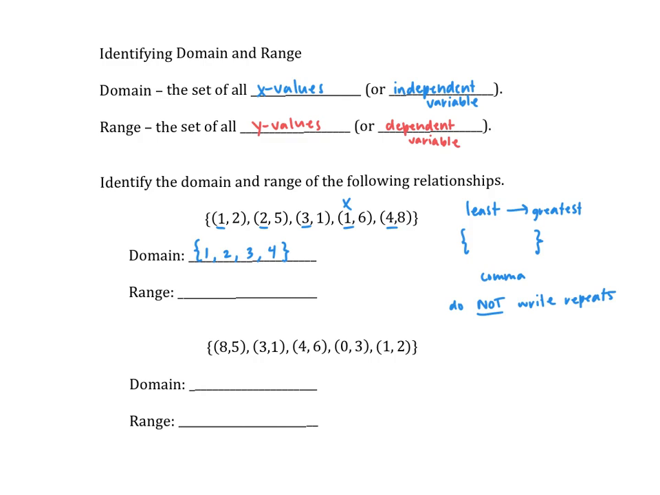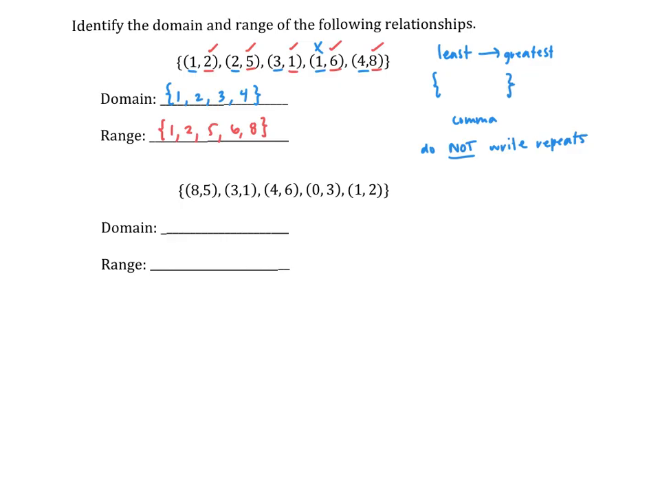All right, for the range, I see a 2, 5, 1, 6, and 8. So there are no repeats, but I do need to put those in order from least to greatest. So I'm going to make my brackets, and I'm going to go ahead and put the 1 first, 2, 5, 6, and 8. And sometimes, if it's a long list of numbers I need to write, I like to put a check mark above it, representing I already wrote that number. So that just helps keep everything organized. So again, written least to greatest, separated by a comma, brackets on the edges, and no repeat of numbers for the domain and range. All right, let's take a look at another example right below here.